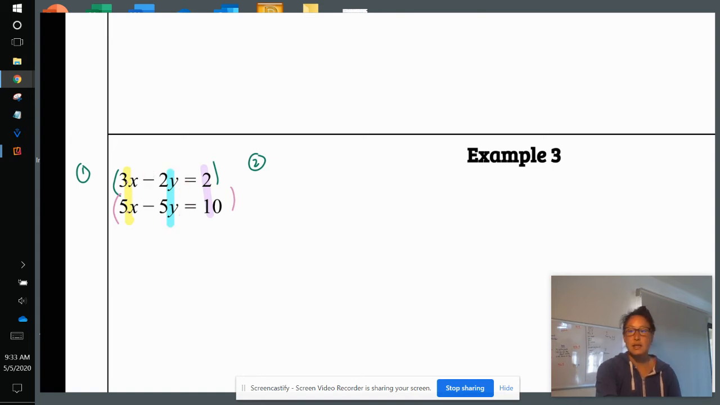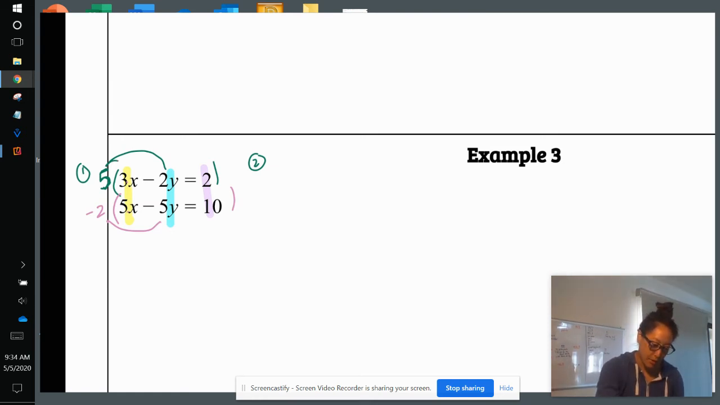I'm trying to get to the same multiplier, so I'm going to multiply the top equation by 5, because I see that 5 times negative 2 is going to give me negative 10. And the bottom equation I'm going to multiply by negative 2 because I want a positive 10 in the y. You get to choose whatever number you want for the x or the y, okay? And the top equation and the bottom equation can be different numbers to multiply by.